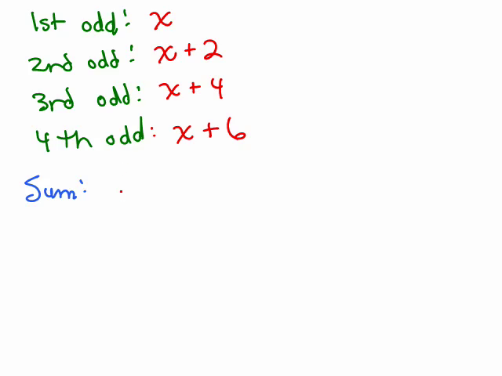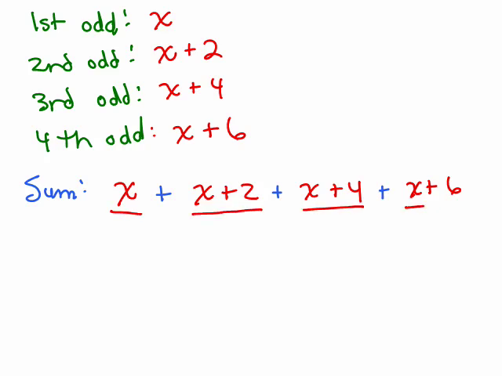So we have x plus, now the next one, you would add the x plus 2, right? Plus, the next one would be x plus 4, plus, the last integer would be x plus 6. So if you want to see these as the sum of 4 odd integers, you could do this, or you could put parentheses around each of them, or you don't really need it since they're all addition.